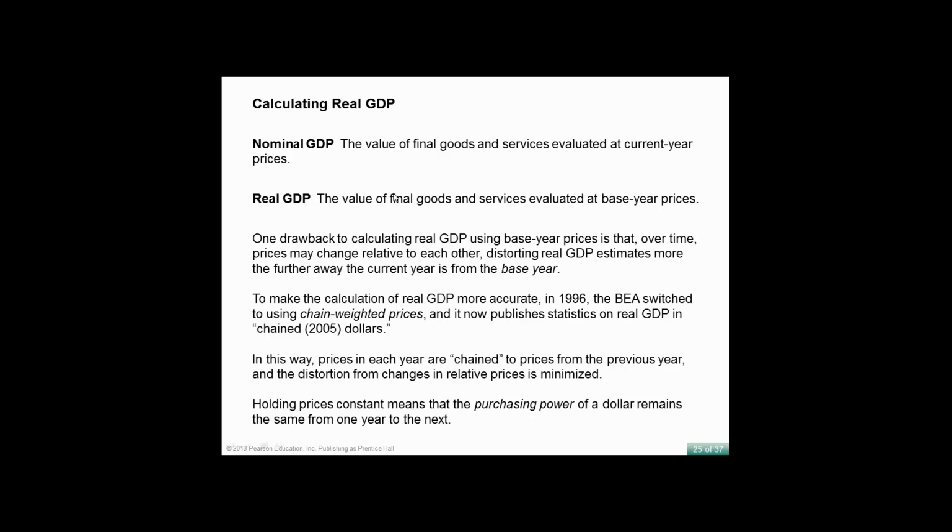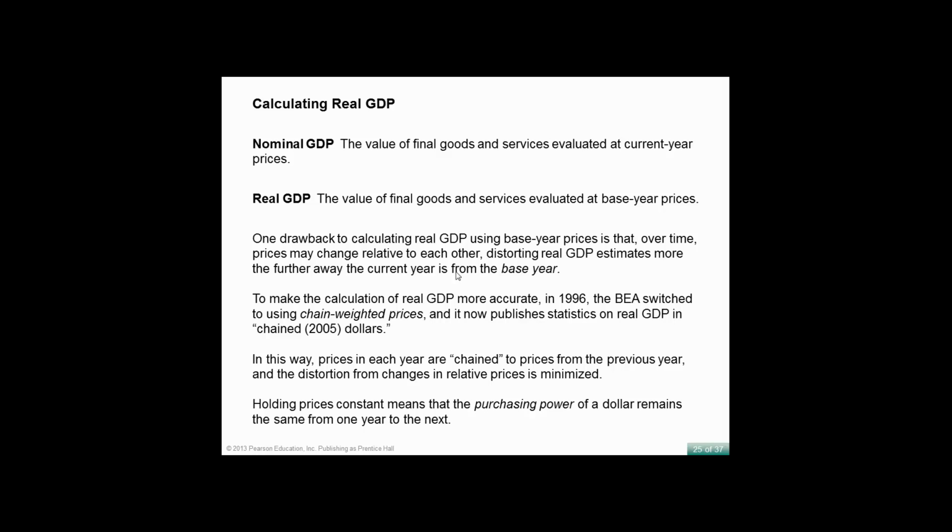It says base year prices, but I think about this: real GDP is adjusted for inflation. Nominal GDP is not. It's today's prices. One drawback in calculating real GDP using base year prices is that prices over time may change relative to each other, distorting GDP estimates further away from the current year or base year.